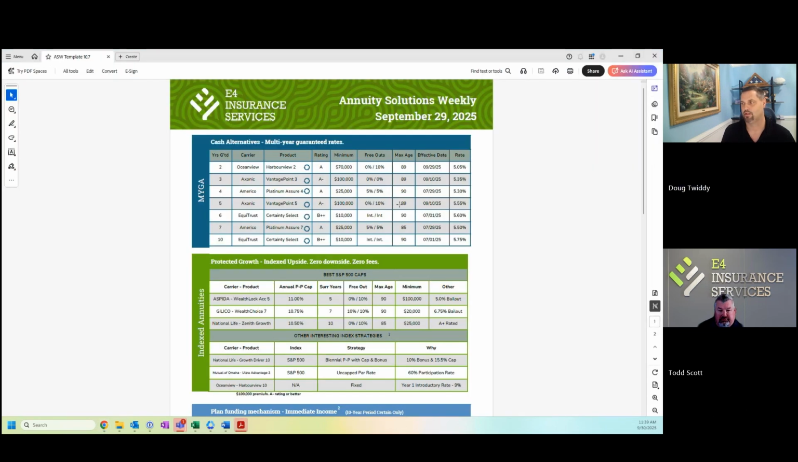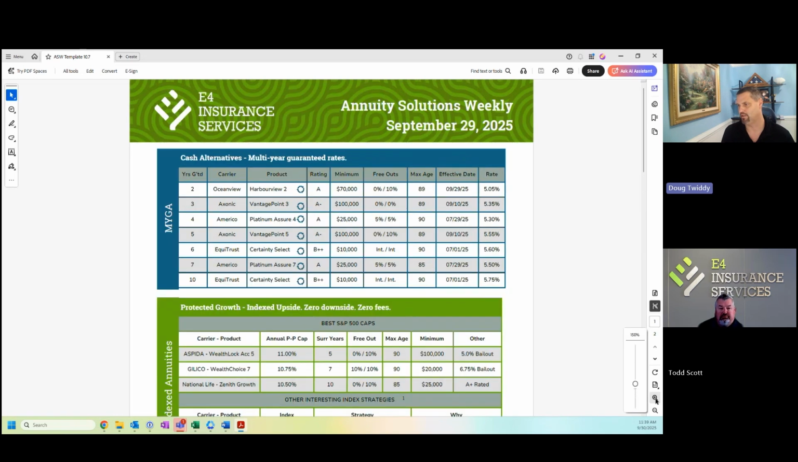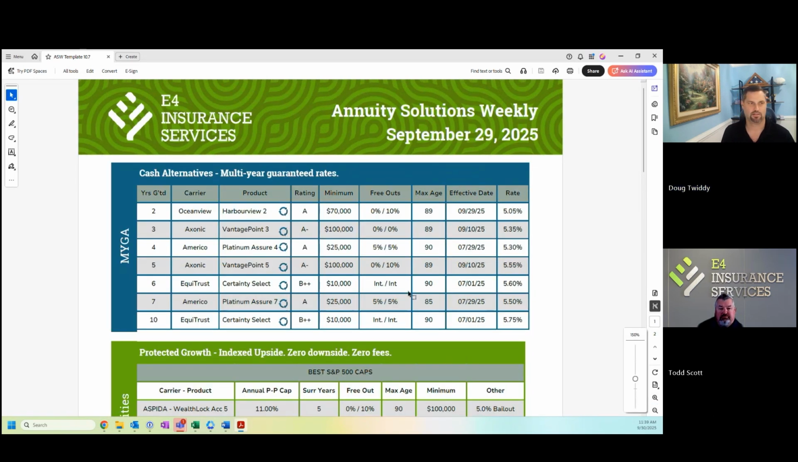So now that we're in, we will just zoom in a little bit to make sure everybody can see. Todd, is that good enough? Looks great.